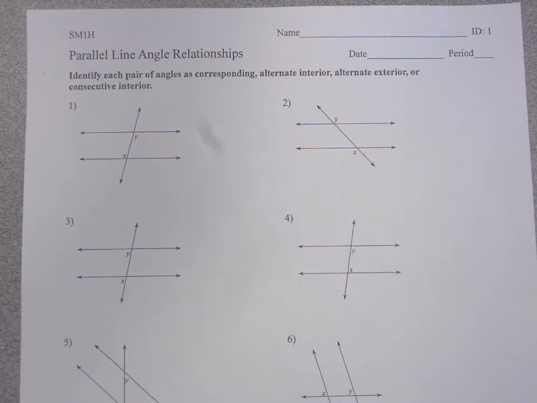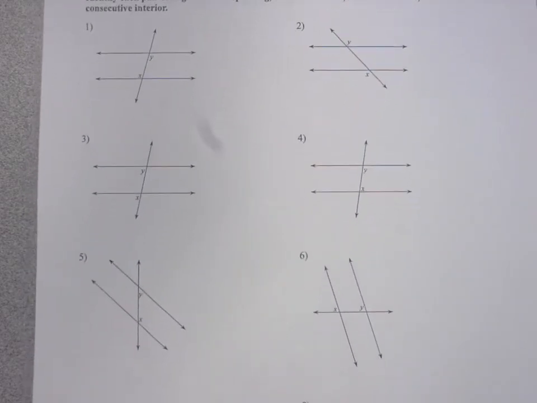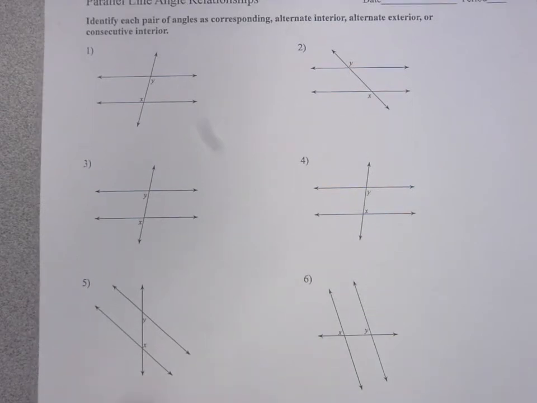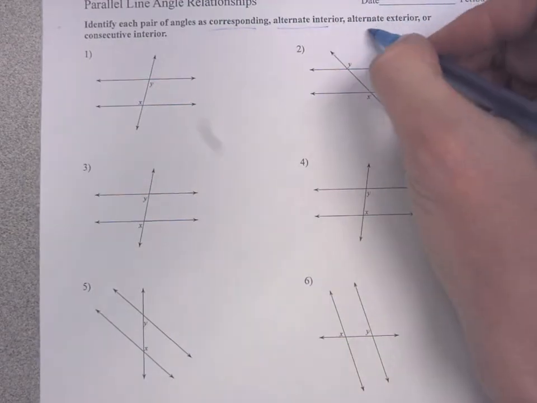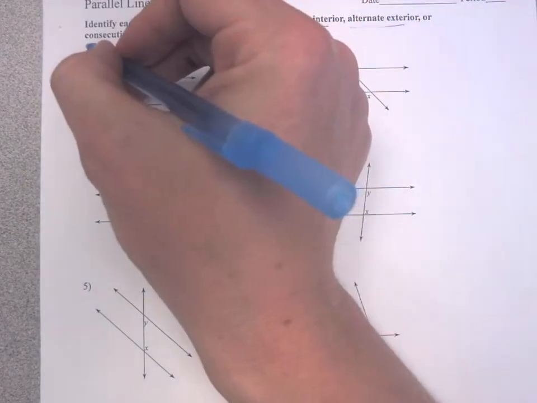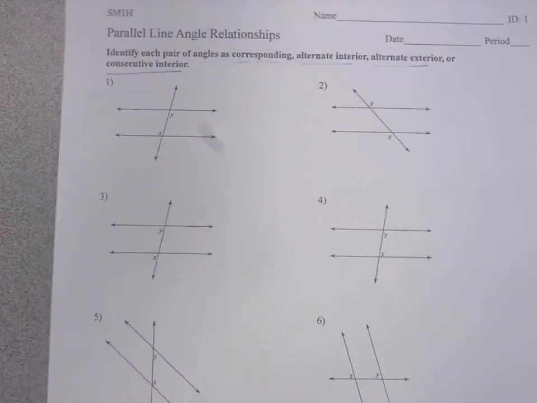The front page here actually shouldn't be too hard for you as long as you understand some definitions. What you need to know are corresponding angles, alternate interior angles, alternate exterior angles, and consecutive interior angles. You need to know what those are.